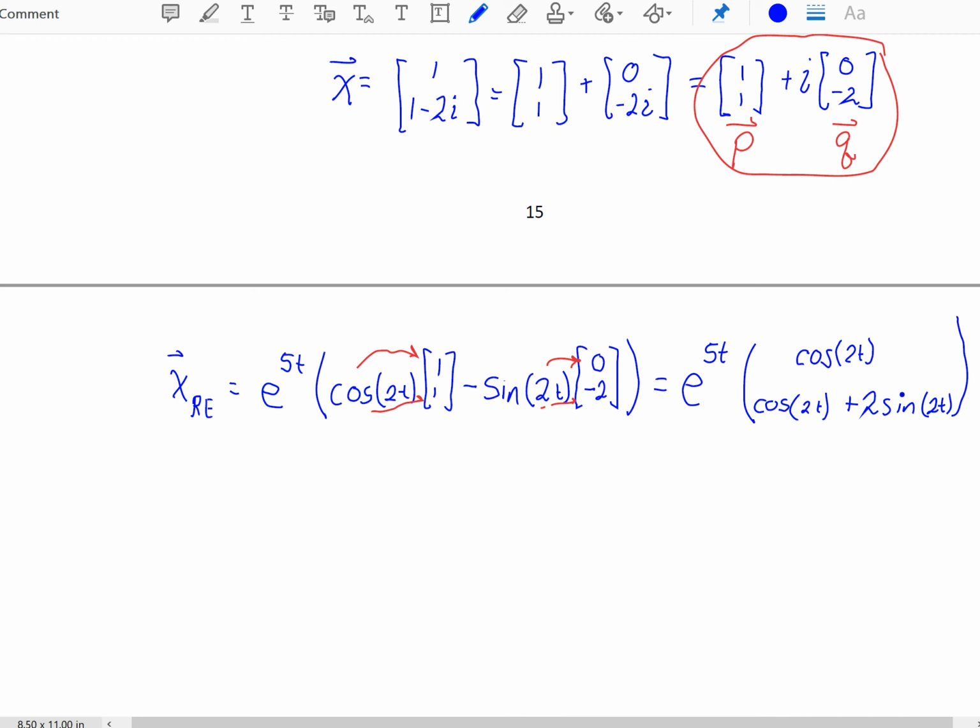Now the imaginary portion is going to be e to the alpha t, so e to the 5t. Now remember, the order changed. Now it's going to be sine of 2t times our p vector plus the cosine of 2t times our q vector.